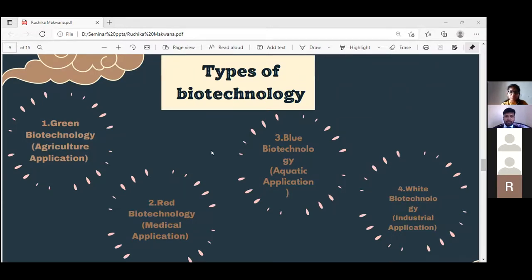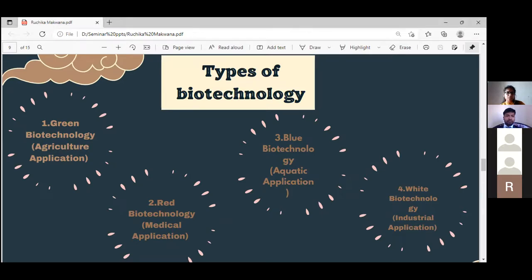Then the second one is red biotechnology. It is related to medical applications. It is a branch of modern biotechnology which is used in the field of medicine. It is also used in the classical biotechnology era for producing insulin.